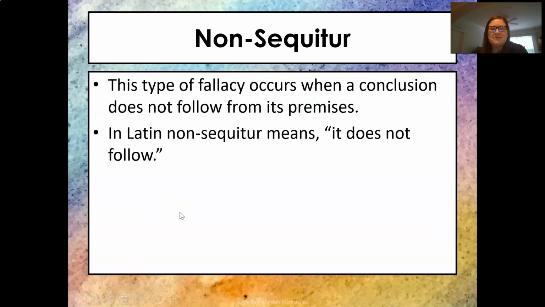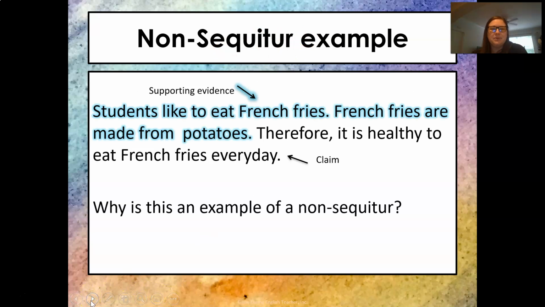Non sequitur is one of my favorites. Non sequitur means non, doesn't. Sequitur, follow. Sequitur comes from the same root as sequence or sequential. So it's when what you're saying doesn't follow from where you started. Here's an example. Students like to eat French fries. French fries are made from potatoes. Therefore, it is healthy to eat French fries every day.